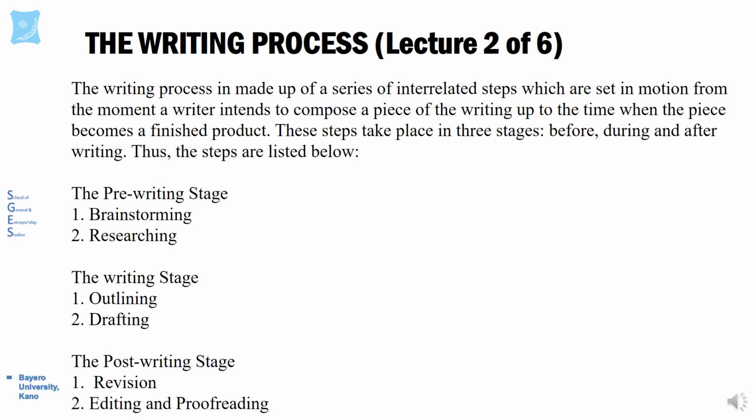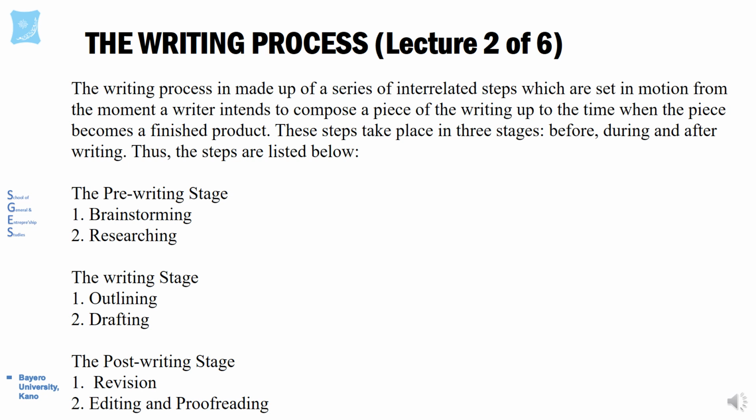Yes, when we talk about the writing process, we are talking about a series of steps or stages that are involved when you set out to compose any piece of writing. These steps are connected or related. They are chronological. They happen in series. Therefore, some happen before, some during, and some after the writing is finished. What I mean by this is that there are stages that happen before the writing begins. They are called the pre-writing stage. This involves two different activities, brainstorming and researching.